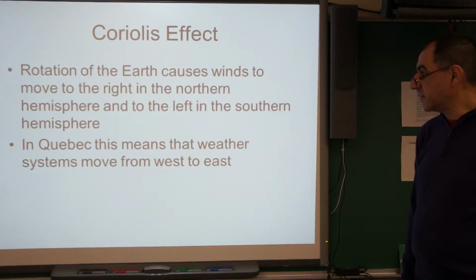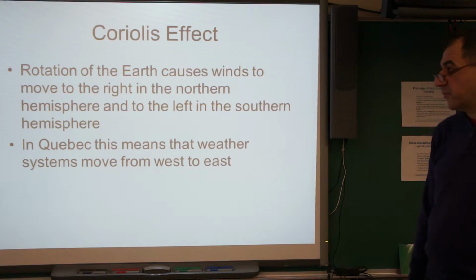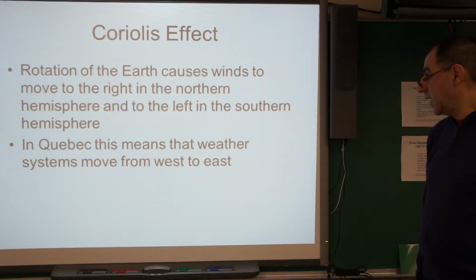The Coriolis effect is the rotation of the Earth causing winds to move to the right in the northern hemisphere and to the left in the southern hemisphere. In Quebec, this means that the weather systems always move from west to east.